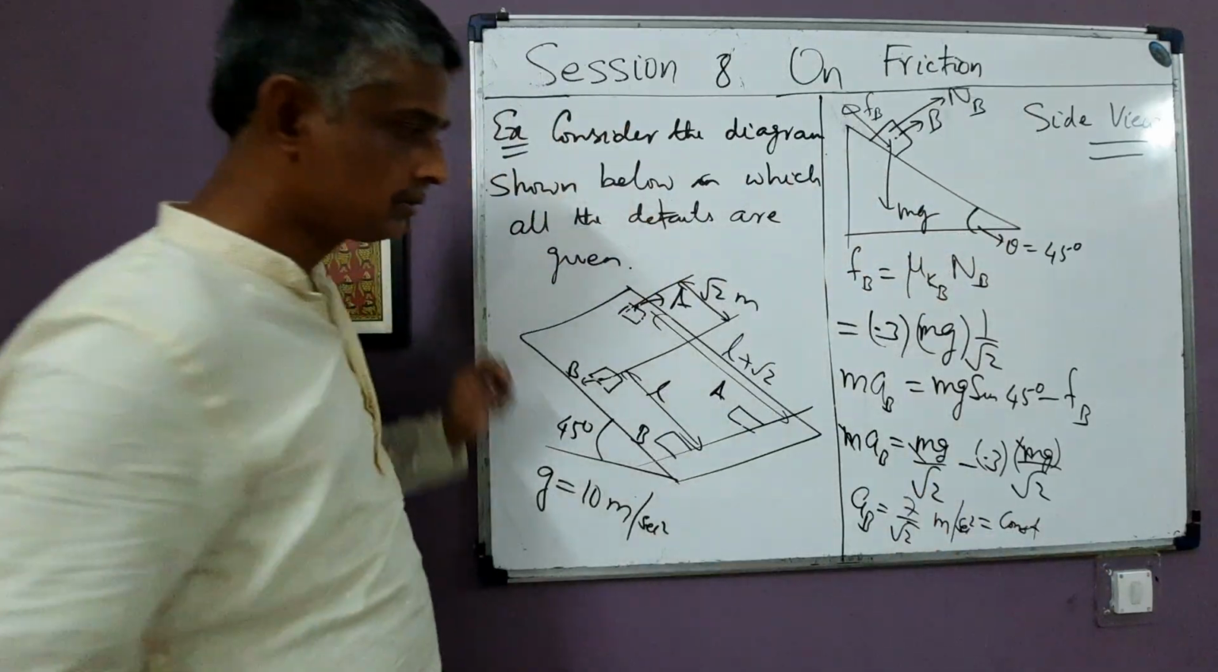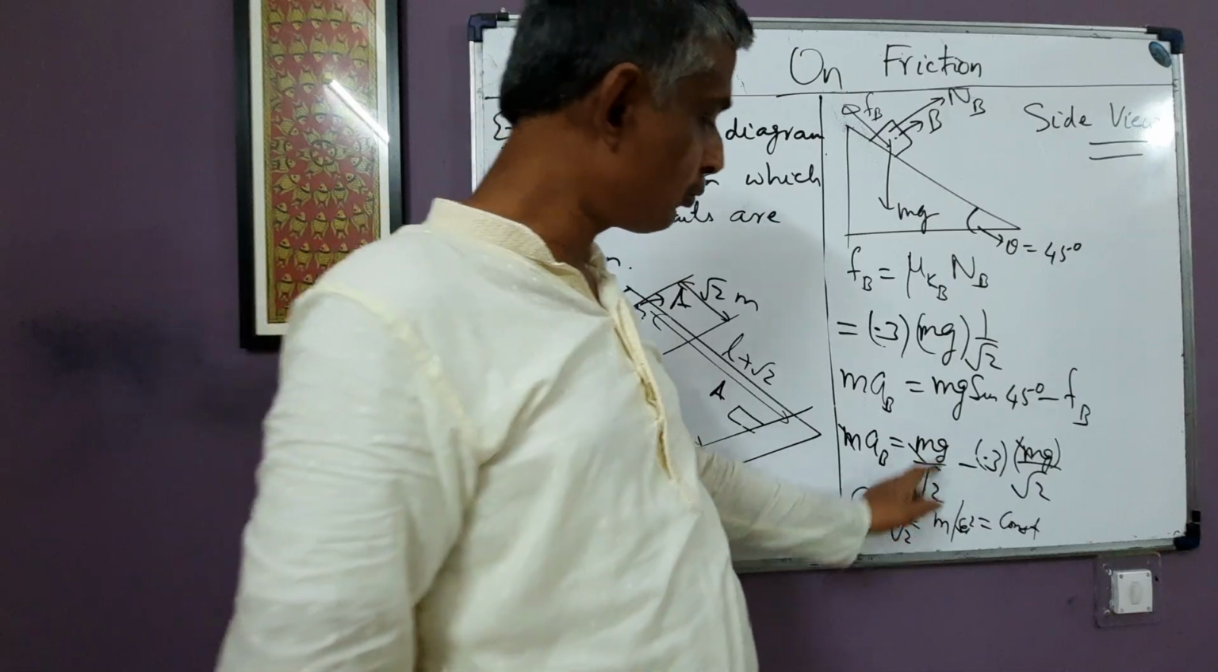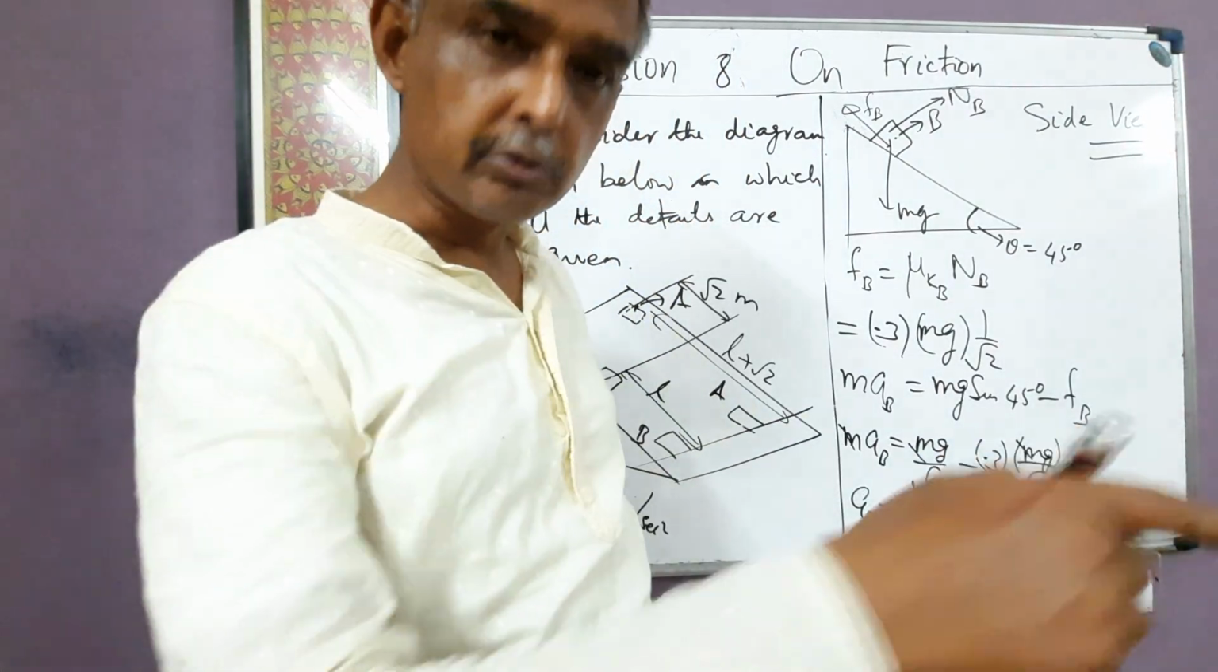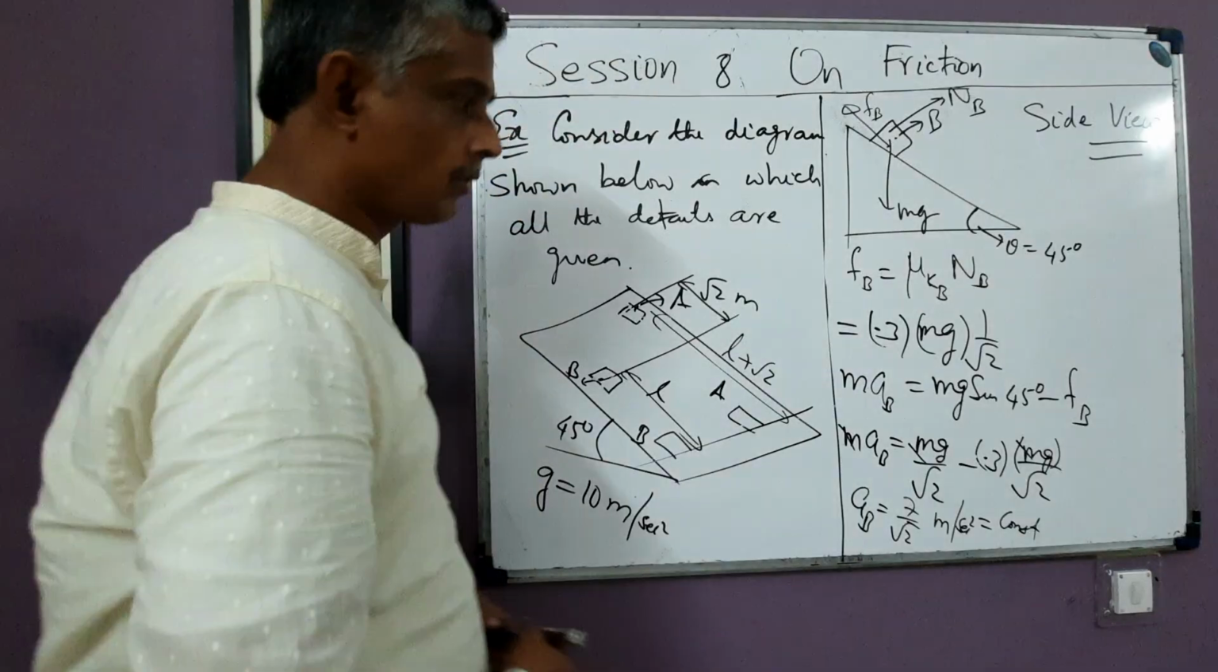I hope it is clear. g minus 0.3 g becomes 0.7 g, so 0.7 g by root 2. 0.7 g becomes 7, that is 0.7 into 10. 7 by root 2 is constant. It is down the incline.